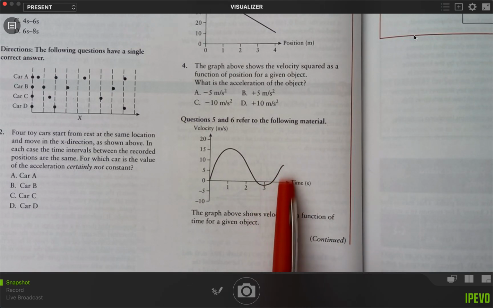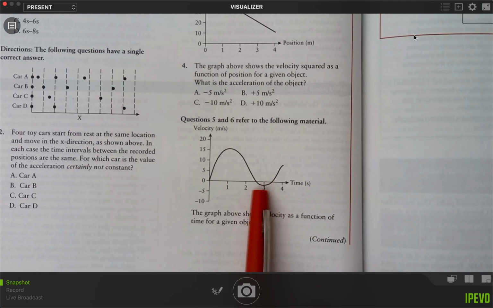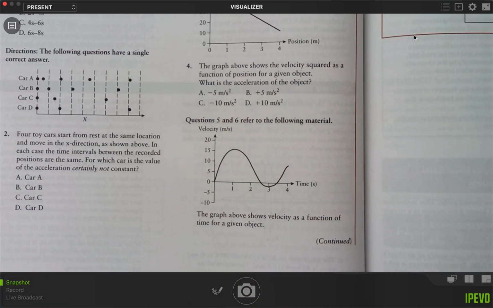So the area underneath this is much bigger than the area underneath that at 3 seconds. So yes, that is going backwards a little bit, but this above the 0 line is really big. So that's why number 5 is going to be that letter D.